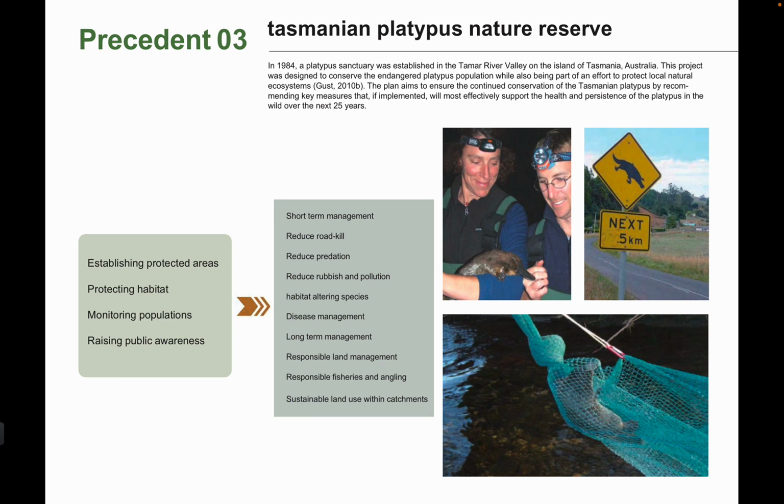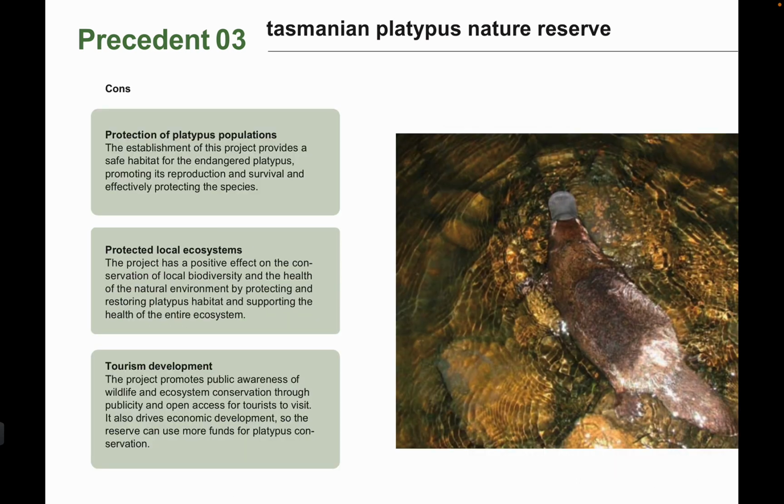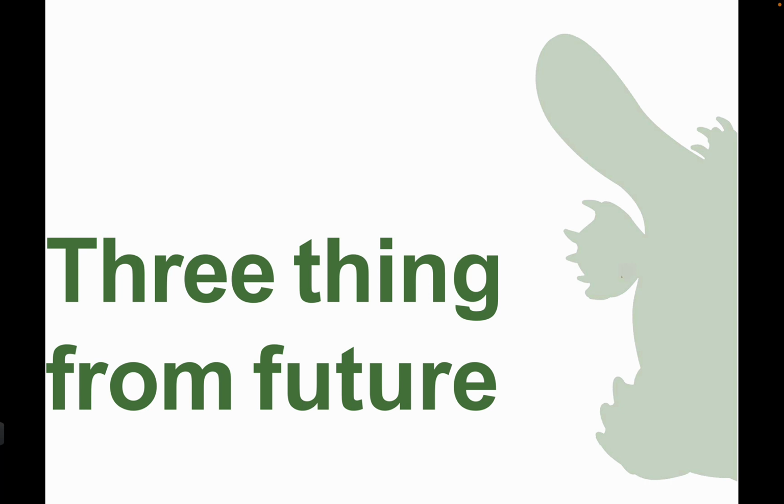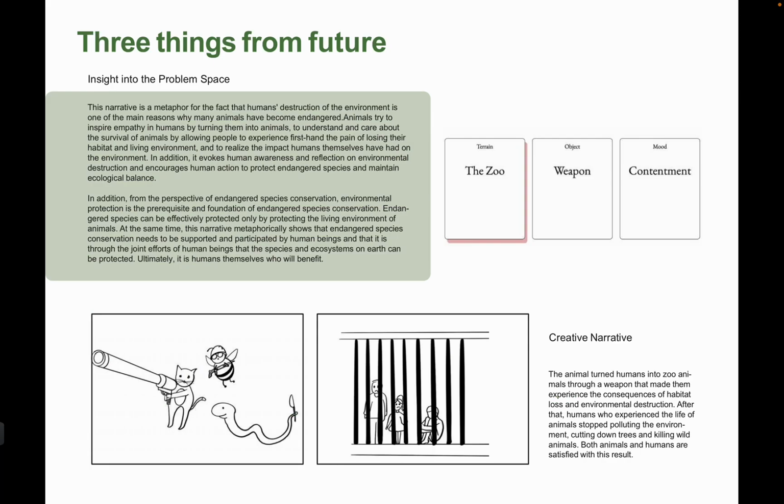The project aims to protect the platypus by establishing reserves, monitoring populations, and raising public awareness. Next are the three things from the future. First, a narrative in which animals turn humans into animals, allowing humans to experience the consequences of habitat loss and environmental destruction, and then humans wake up to the consequences.